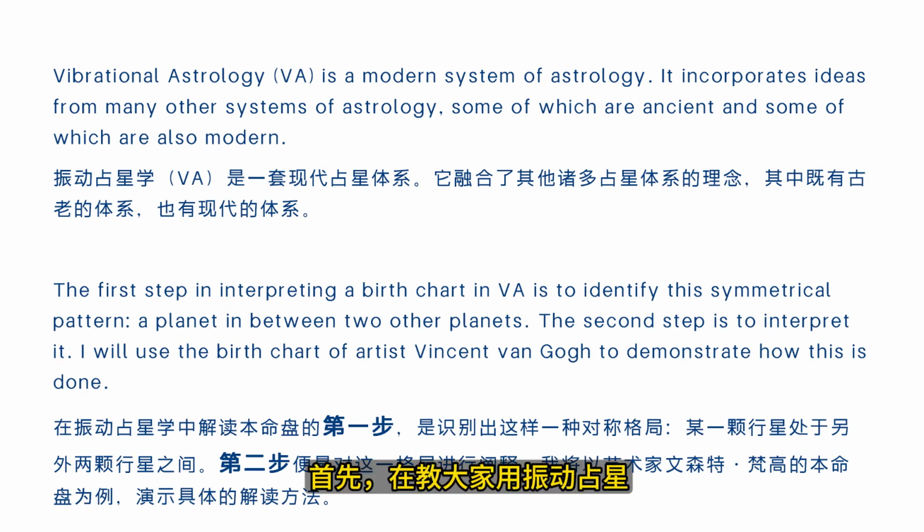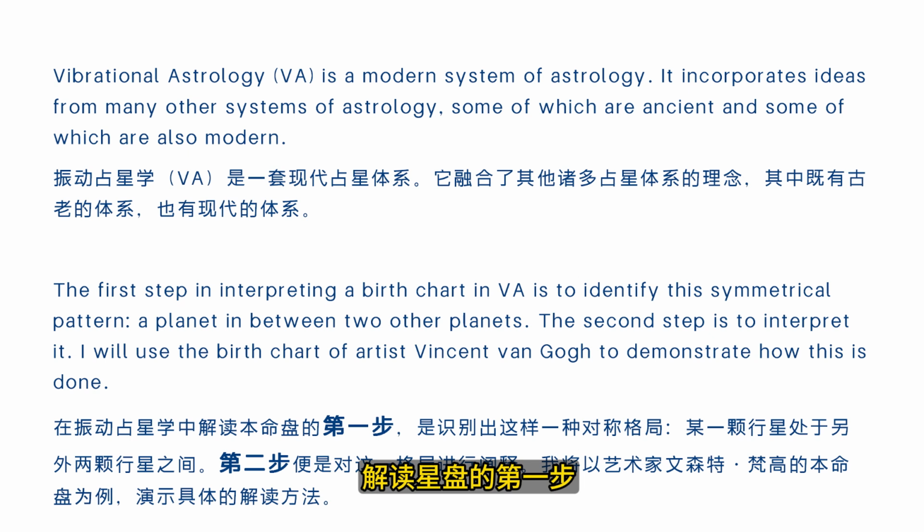First thing, before I give you these steps for interpreting a chart using vibrational astrology, is what is vibrational astrology? It's a modern system of astrology. It incorporates ideas from many other systems of astrology, like harmonic astrology, cosmobiology, modern psychological astrology, Vedic astrology. So it's a relatively new system of astrology that's built upon many other ideas. That's all we need to know for now. I want to dig into how we interpret the chart.